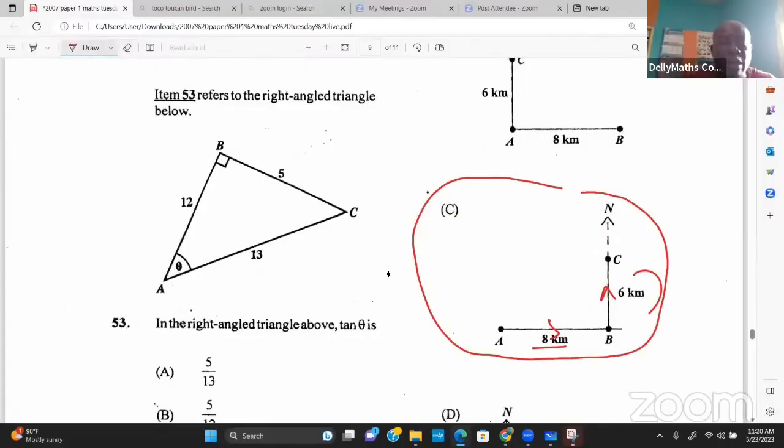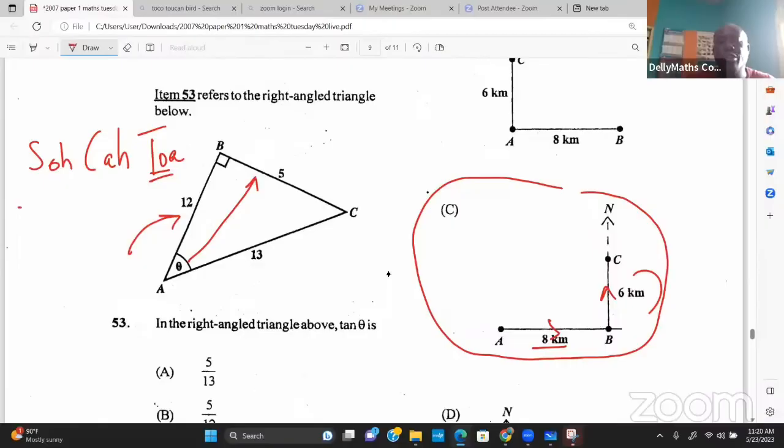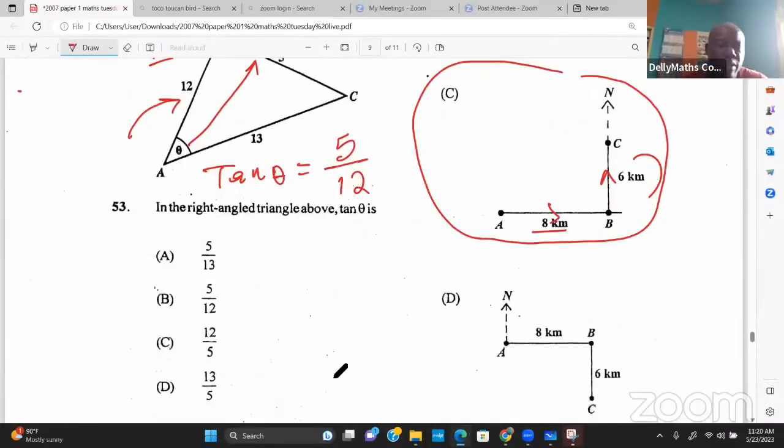Tangent. So you want to remember that tangent of theta is opposite over adjacent, next door. So you're talking about the tangent of the angle is going to be 5 over 12. So I'm looking for 5 over 12. And here is my tangent.